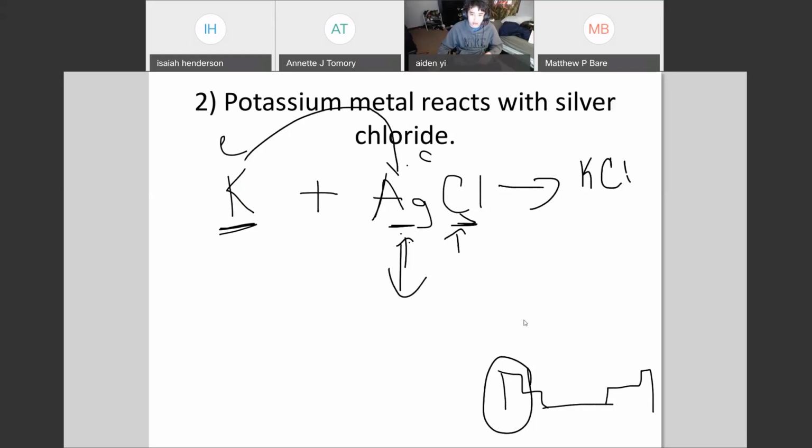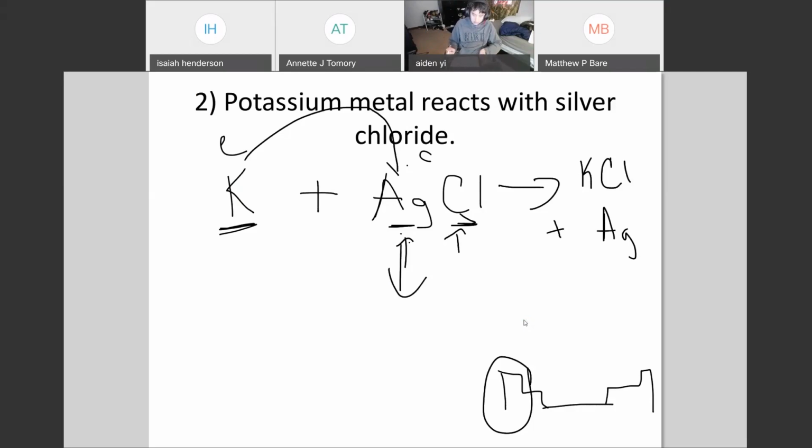Nine times out of 10, that's what's going to happen: the metal replaces the metal, the metals switch. The non-metals very rarely switch. All right, so K is with Cl. And that means who's by himself now? The chlorine. Is that diatomic? No, chlorine is with the silver, Ag. Is silver diatomic? No, so it just stays Ag.